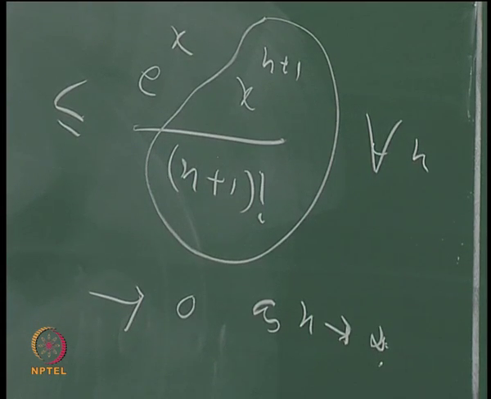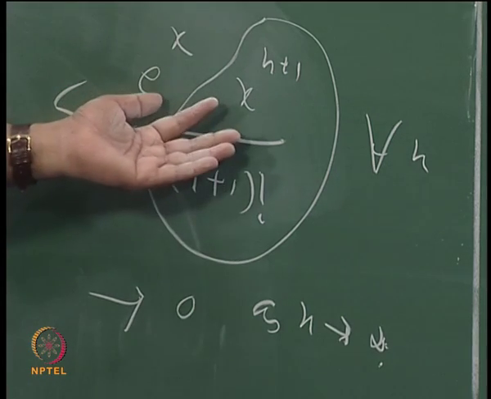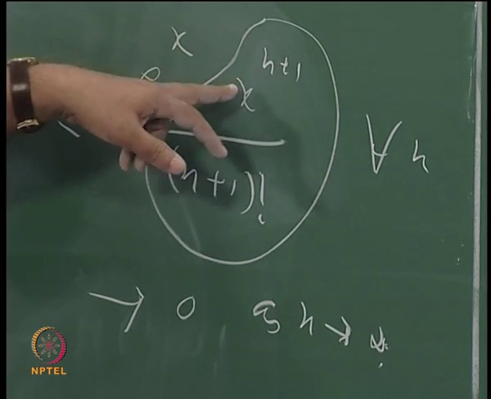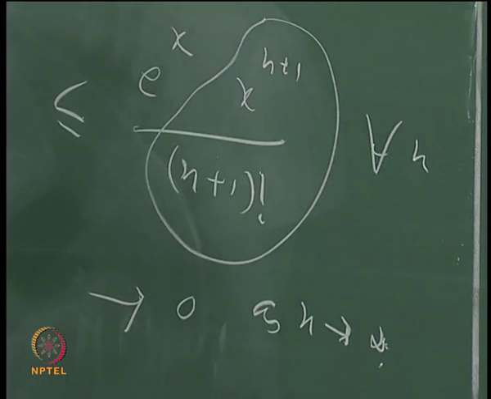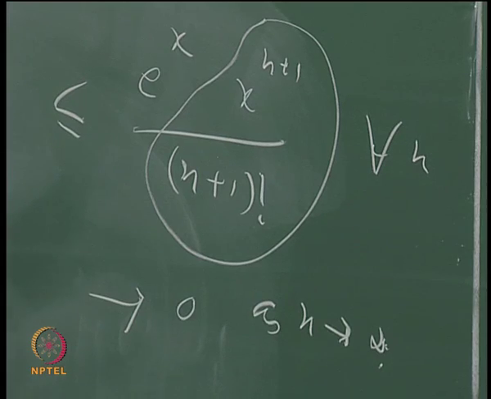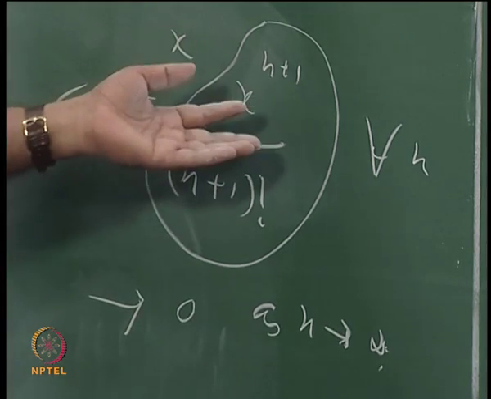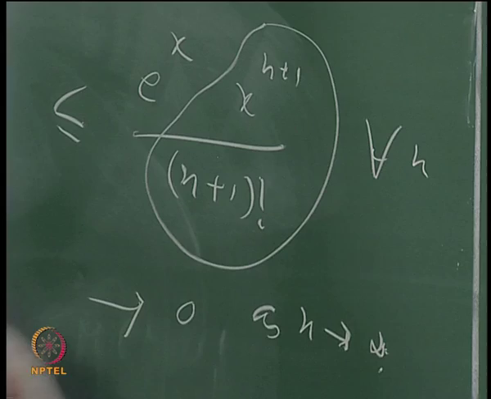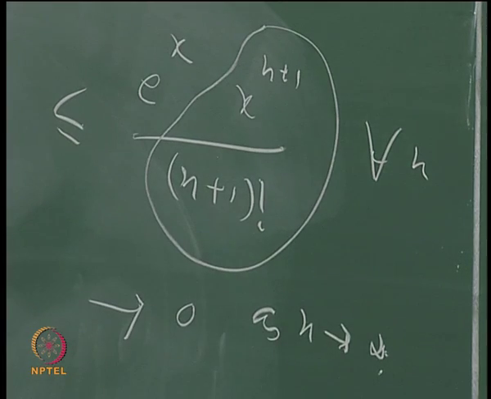In fact, one can say that this is the nth term of a power series which converges everywhere, which we can show by the ratio test, etc. But that is making things more complicated. In a much simpler way, you can show that this sequence goes to 0 as n goes to infinity.